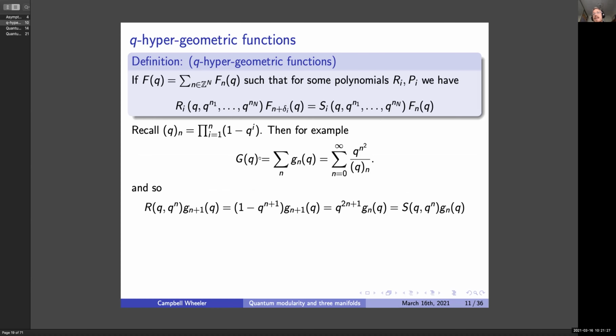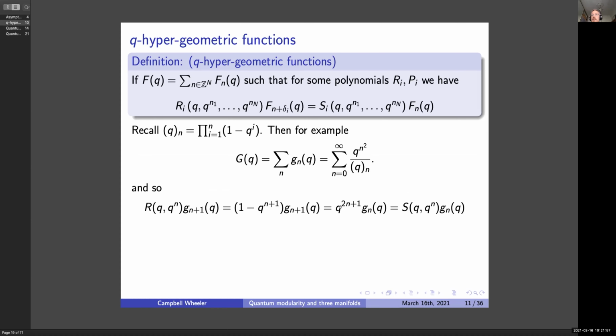This is an example of a q-hypergeometric function, because if we look at this sum g_n, g_n is 0 for all negative n and is q to the n squared divided by the nth Pochhammer for n non-negative. And we can see that this sum satisfies this relation here. If I multiply by 1 minus q to the n plus 1 times g_{n+1}, this is q to the 2n plus 1 times g_n.